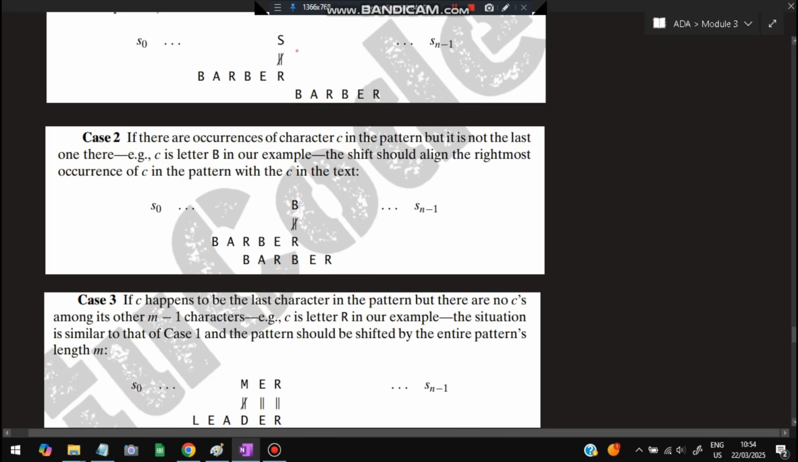If the element is not there, only start comparison from the next part. If it is there, start from that point. Okay, means align it with this.